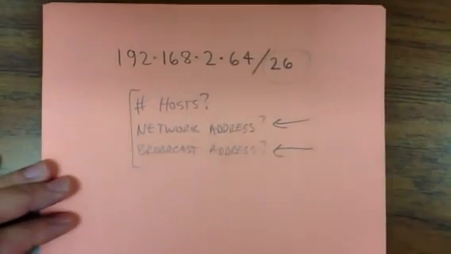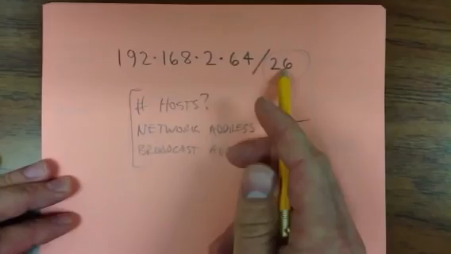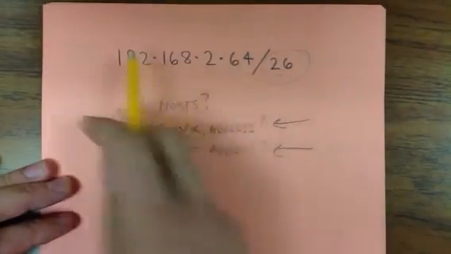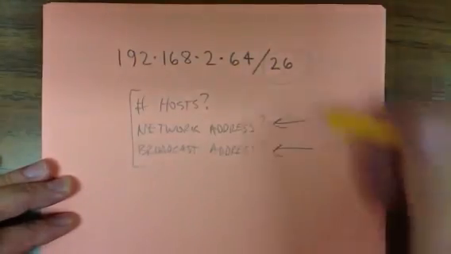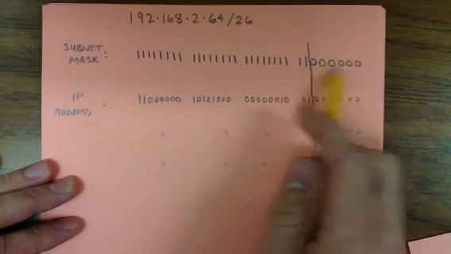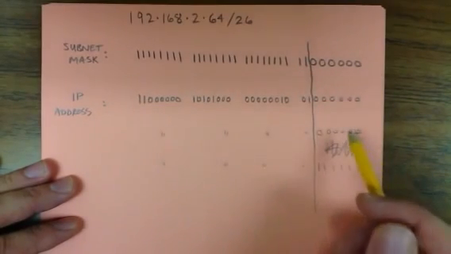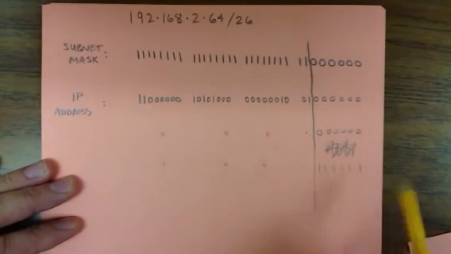So that's it, quite simply. You write this in binary. You put the subnet mask on top of it, 26 ones followed by zeros. You draw a line where the ones stop and the zeros start. This part can't move. Make these all zeros, network address. Make them all ones, broadcast address. Everything in between is a host.